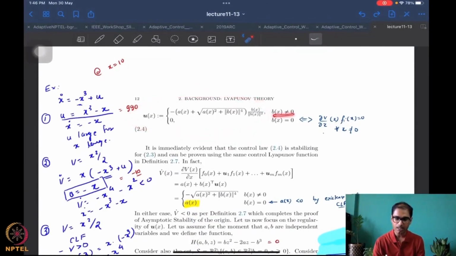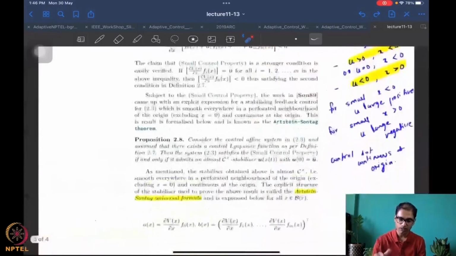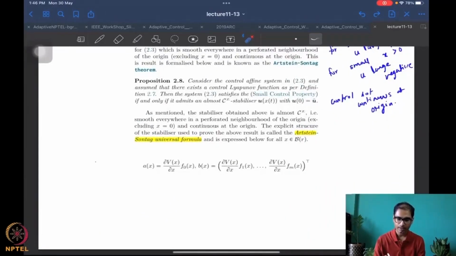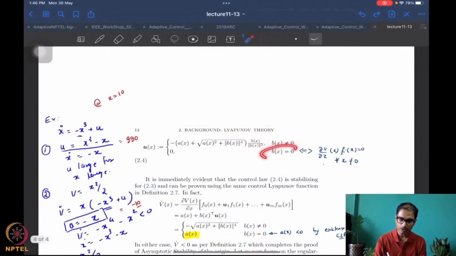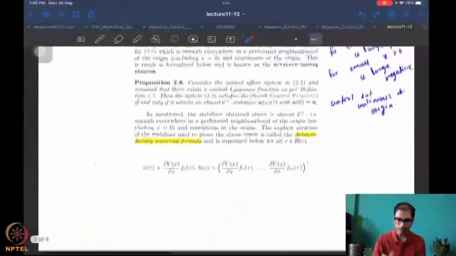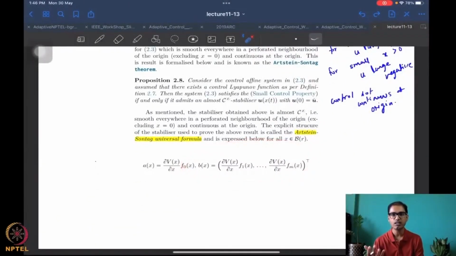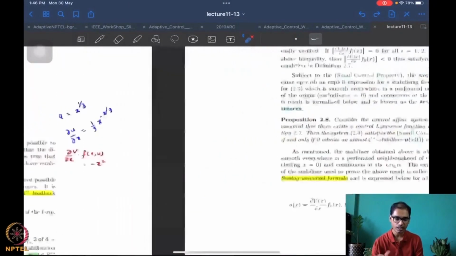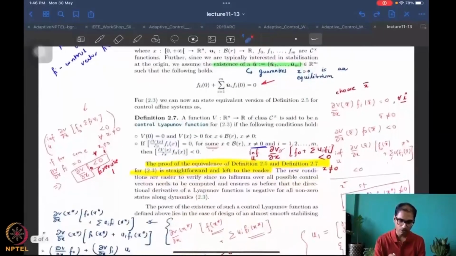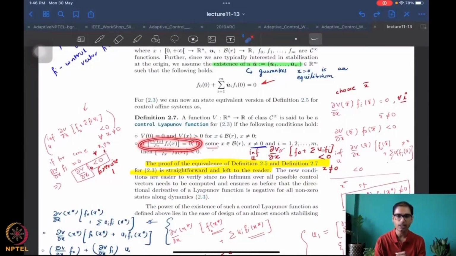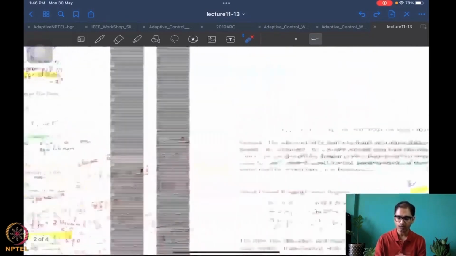Whenever B is non-zero, meaning at least one entry is non-zero. And B equals 0 means every entry of B is 0. This is essentially the control Lyapunov condition. If B is 0, all of these del V del x fi are 0 for all i, and that is what it means for B to be 0. And B non-zero means at least one of them is non-zero.